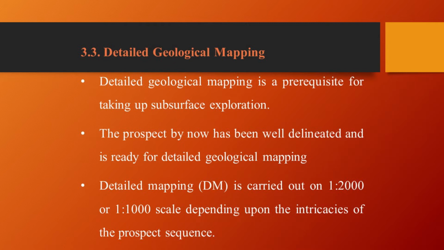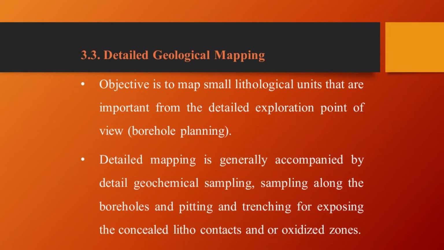The prospect by now has been well delineated and is ready for detailed geological mapping. The detailed mapping is carried out on 1:5000 or 1:2000 scale depending upon the intricacies of the prospect sequence. The objective of detailed geological mapping is to map small lithological units that are important from the detailed exploration point of view. The detailed mapping is generally accompanied by detailed geochemical sampling along the boreholes, pitting and trenching for exposing the concealed litho contacts and or oxidized zones.